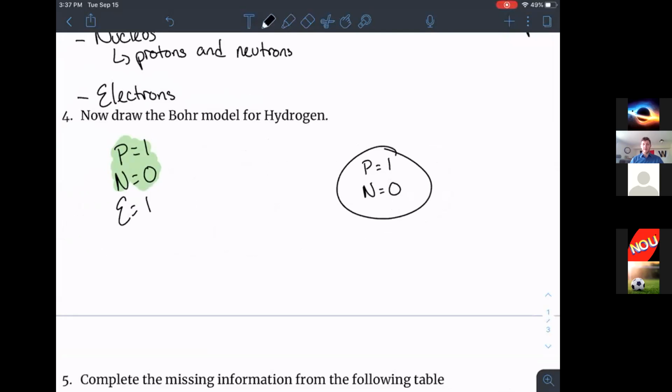Now, the next thing we can draw is our orbitals. The orbitals are going to be our rings that go around the nucleus. So I'm going to draw 1 ring that goes around my nucleus. And how many electrons am I going to put on that ring? 1 electron. I'm just going to use a dot to represent my 1 electron going around the nucleus. And that's our whole Bohr model.